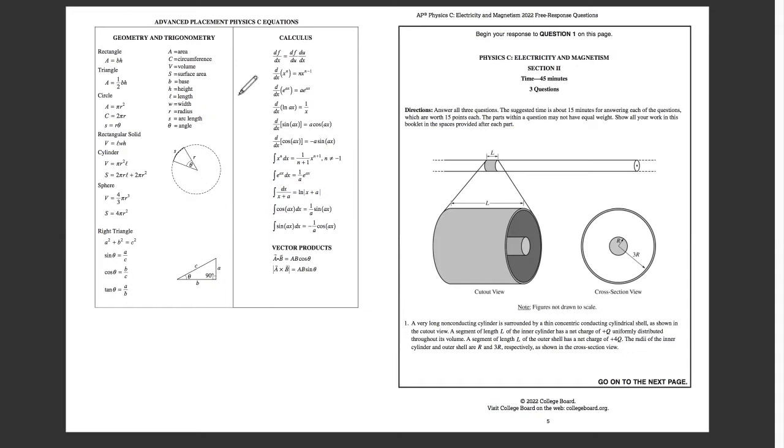So for set number 2 E&M, instead of having spheres, in this case, we have a non-conducting cylinder in the center and then a thin concentric conducting spherical shell on the outside. So we're given some different things. The important things to note is that the inner cylinder has a net charge of plus Q and the outer shell has a net charge of plus 4Q.